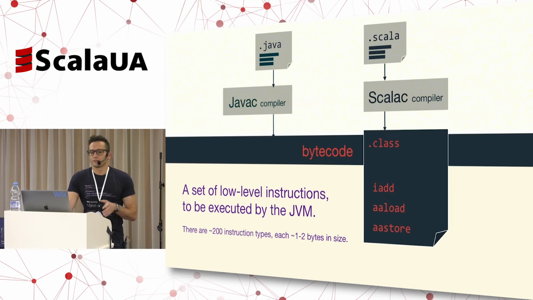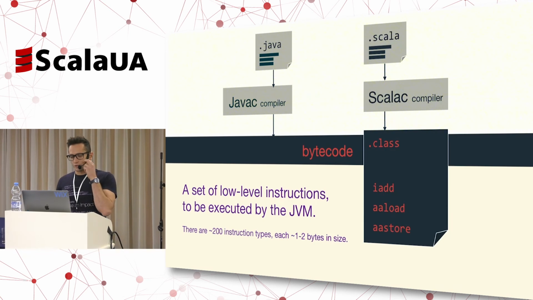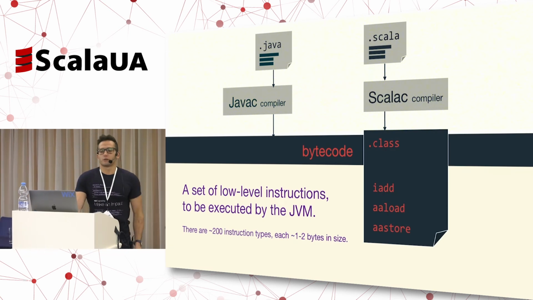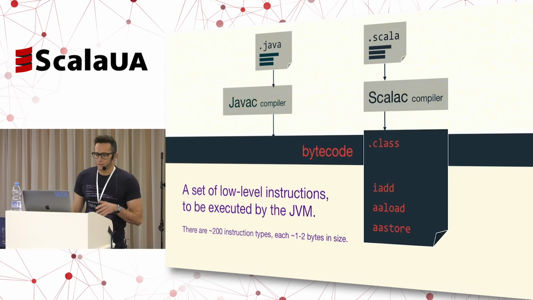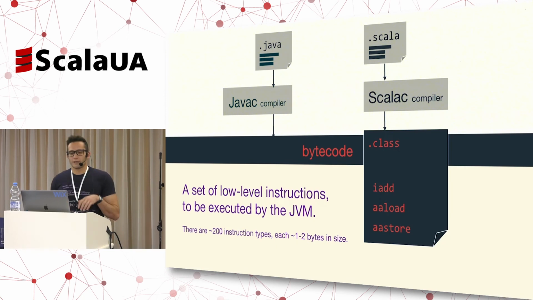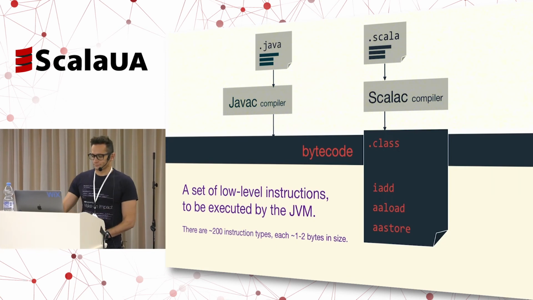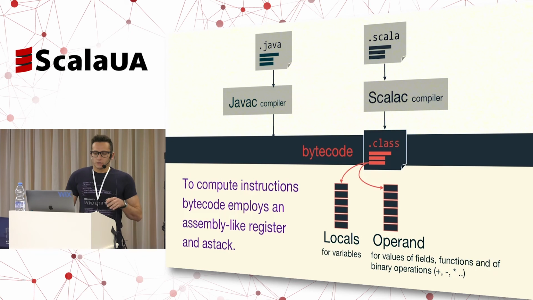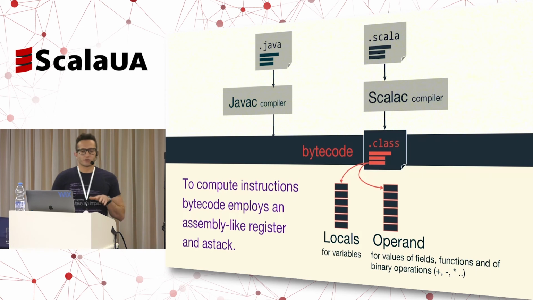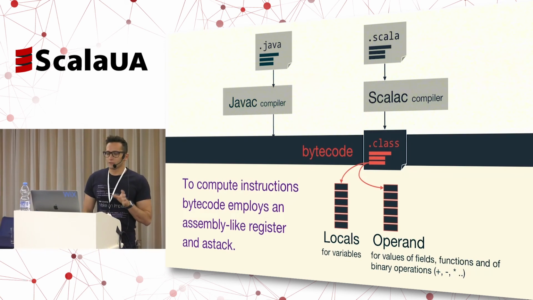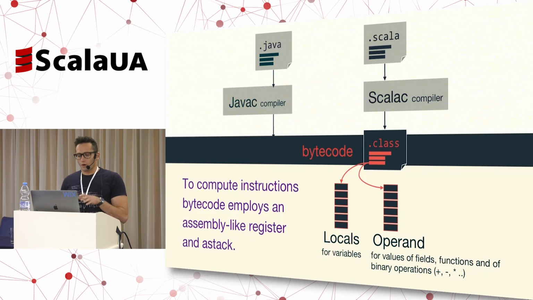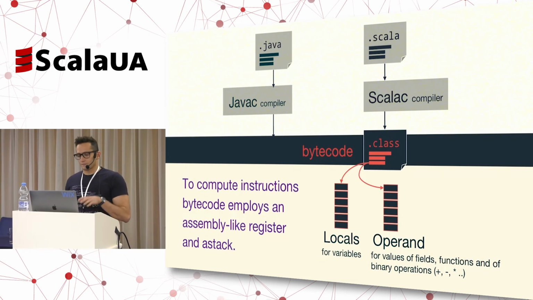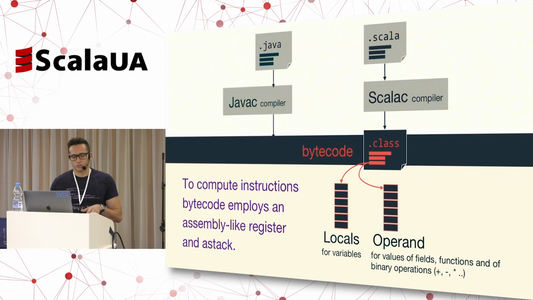So what is bytecode, more specifically? It's a set of low-level instructions to be executed by the JVM. There are about 200 of those instructions. Each one is 1 to 2 bytes in size. iadd, aload, astore are just a few of those instructions. To compute the instructions we saw before, the JVM employs an assembly-like register and stack. There are two stacks. We have the local stack for variables and the operand stack for values of fields, functions, binary operations, and such.